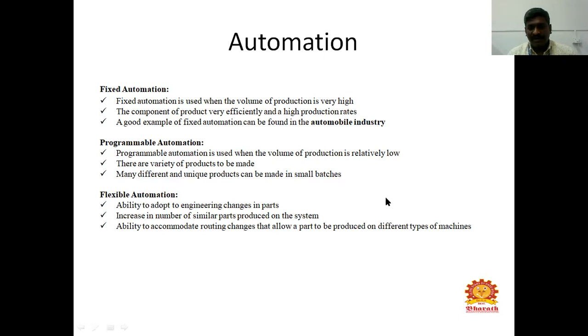After that, we can do another task. Like that, we can change. That's why it's called flexible automation. It increases the number of similar parts produced in the system. So we can go for the number of products that can be made in flexible automation.